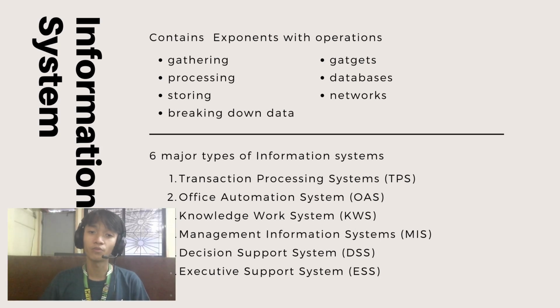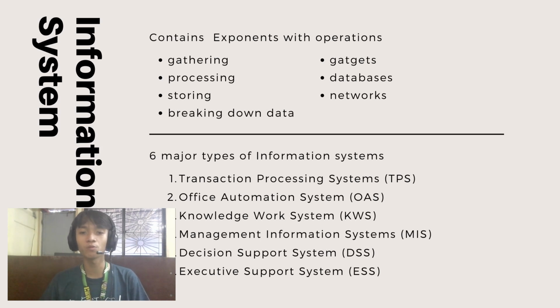The fifth information system is the Decision Support System, or DSS. This information system is interactive and provides models, information, and data manipulation tools that may help make decisions in unstructured situations. Basic examples of it are bank loan management and financial planning systems.